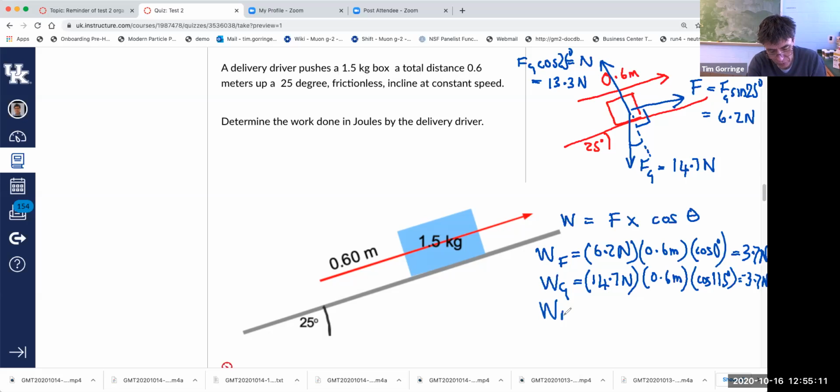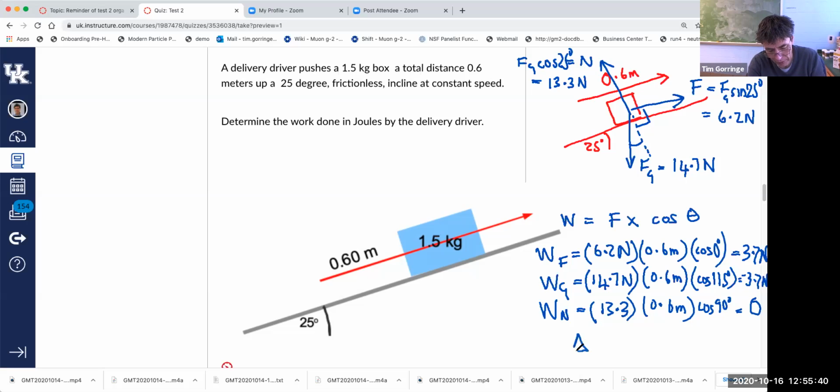Finally, for the normal force, the normal force would be 13.3 newtons times the distance moved times the cosine of 90 degrees. And as you know, the cosine of 90 degrees is zero. That's just a reflection of the fact that a force perpendicular to the motion does no work. So those are the three amounts of work done that we had to calculate.